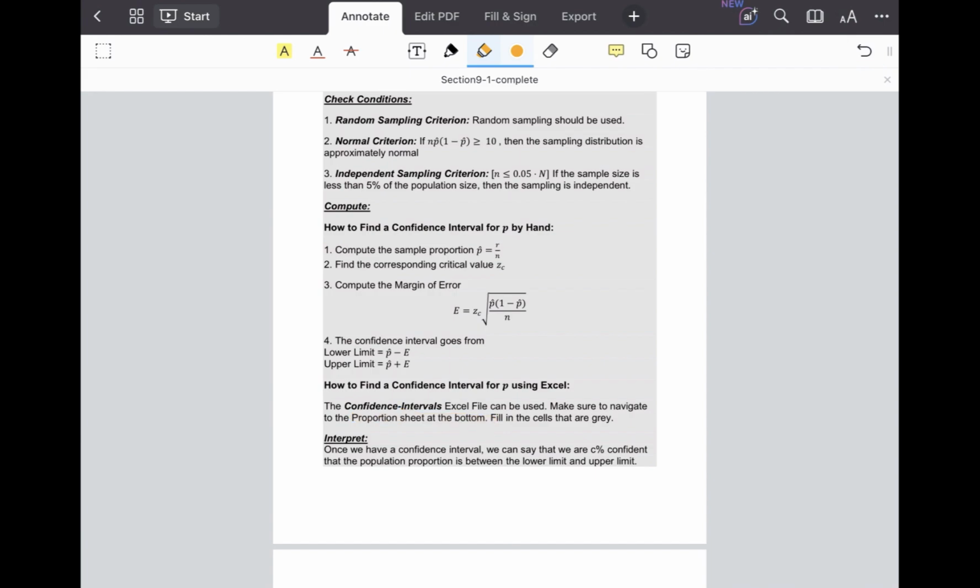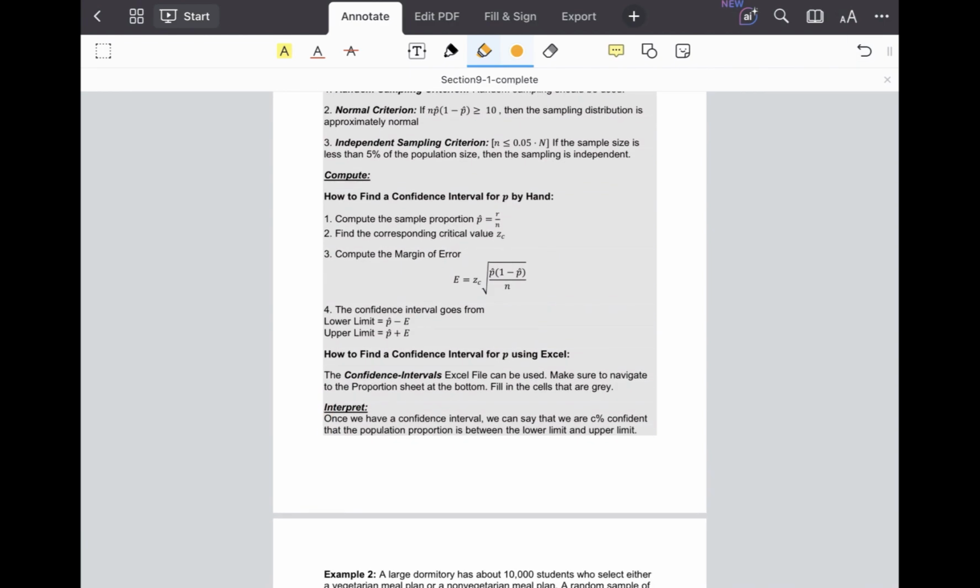You need to make sure you can navigate the Excel file. And then once we have the computation, like here, this is our lower limit and our upper limit. That's typically what you report with a confidence interval. We can interpret it. And you have to be a little careful with the interpretation. There's a lot of different ways to misinterpret a confidence interval. But if you use this statement here, this is a good interpretation of a confidence interval.